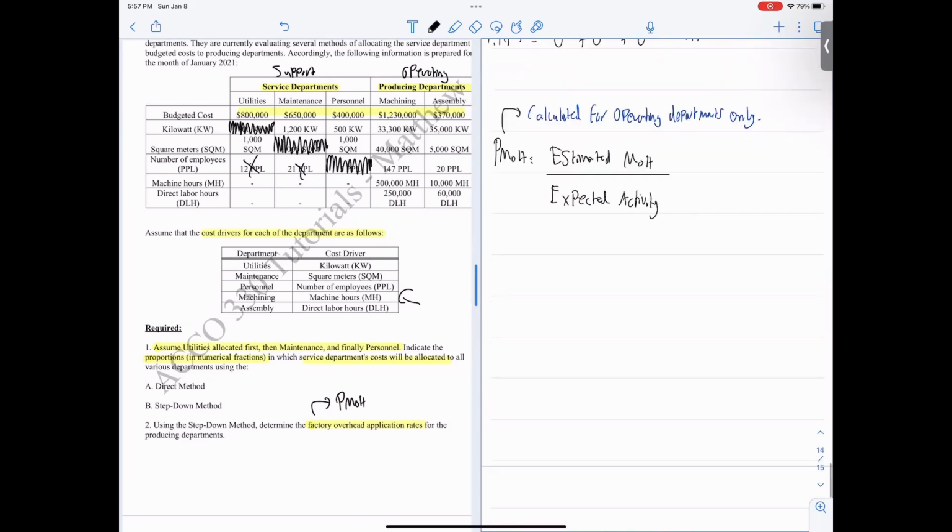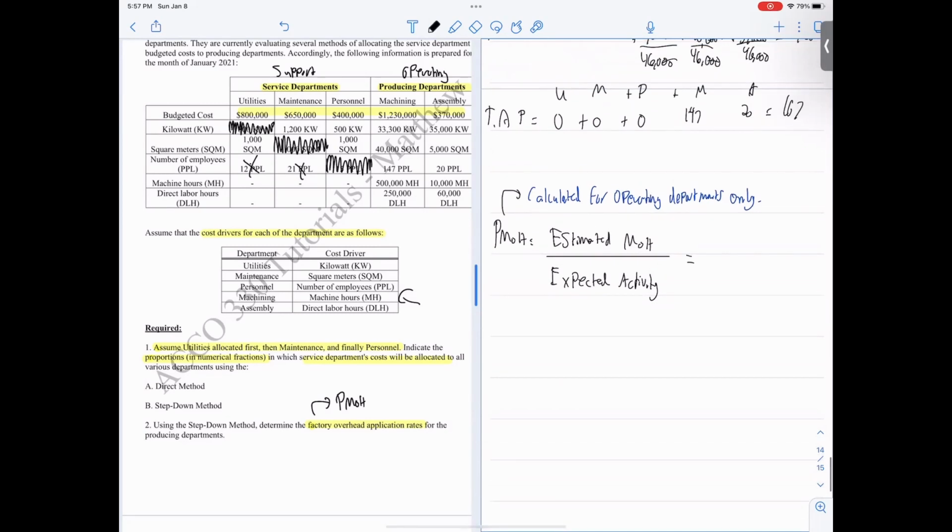Now, your predetermined overhead rate, guys, for the purposes of ACCO 330, because in COM 305, this is how you did it, all right? You took your estimated overhead and divided by expected activity. In ACCO 330, this is how you're calculating it. You're taking your cost after allocations for the operating department, and then you divide it by the expected activity. And that's given to you in the question. They tell you what it is, the expected use of the cost driver.